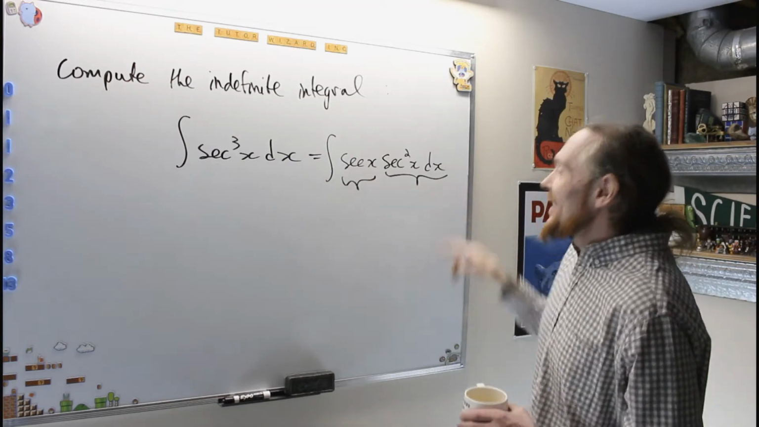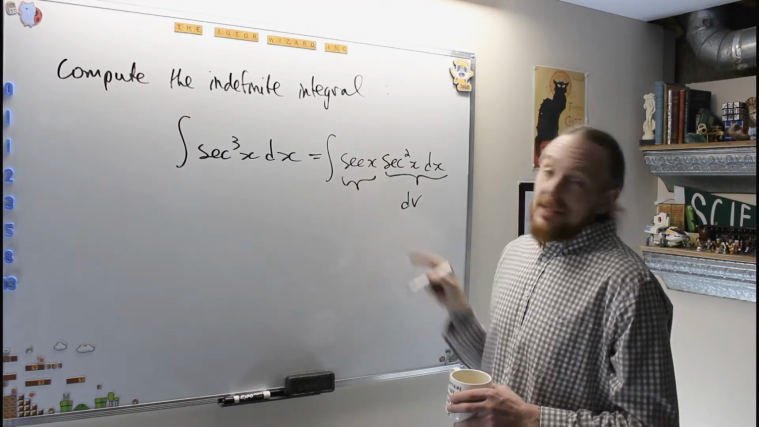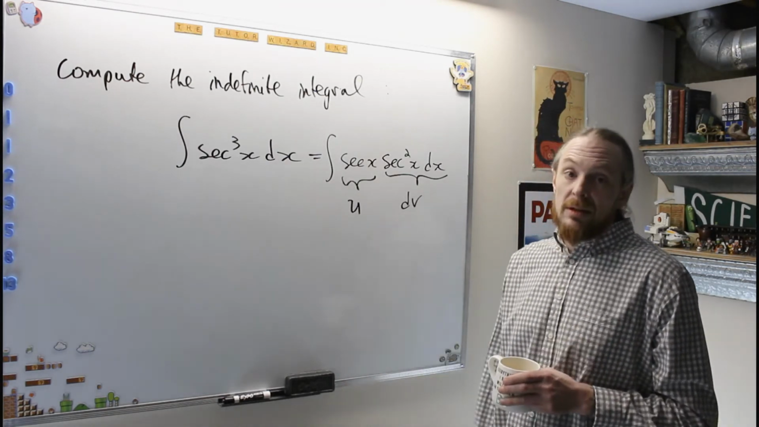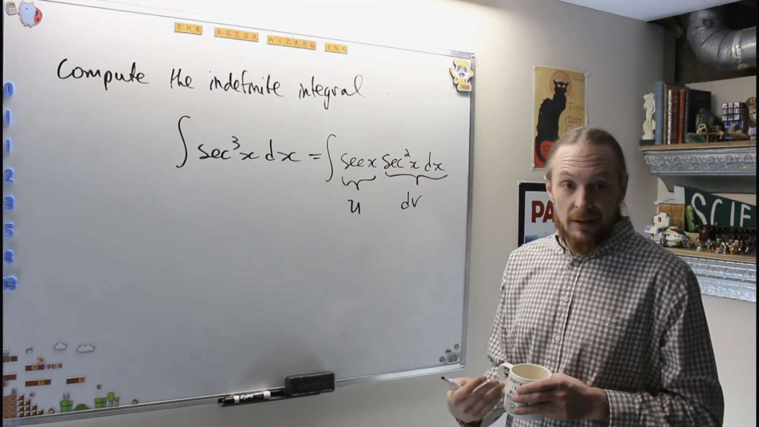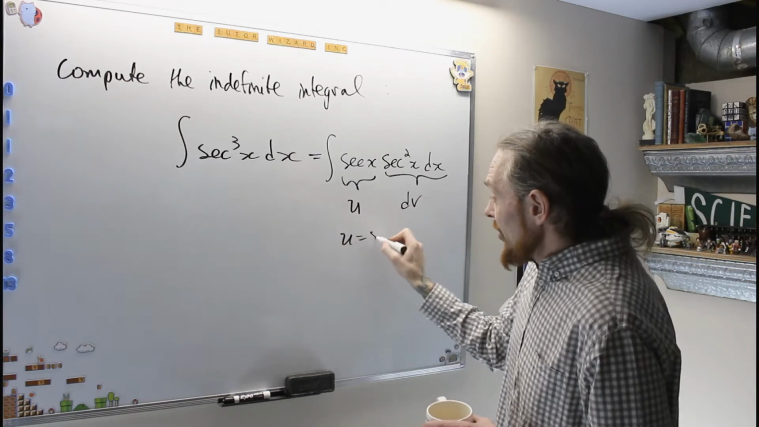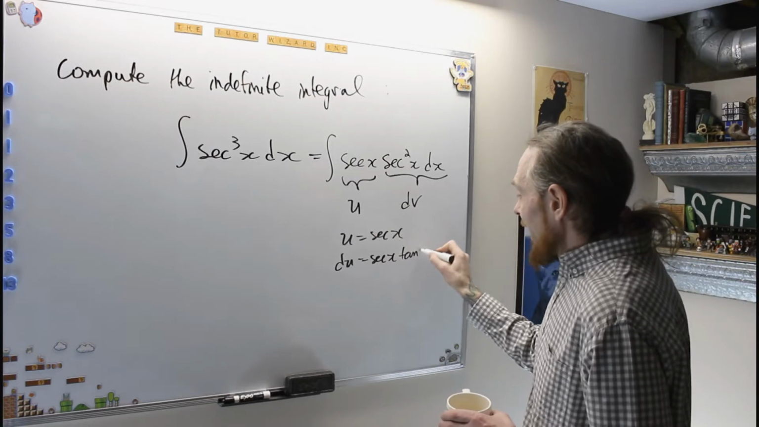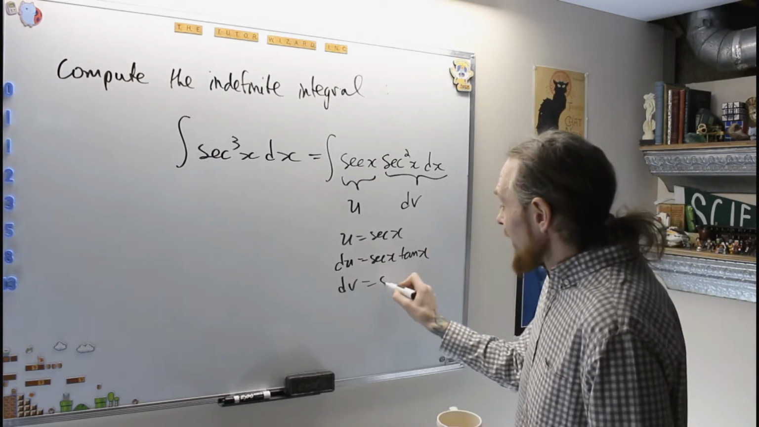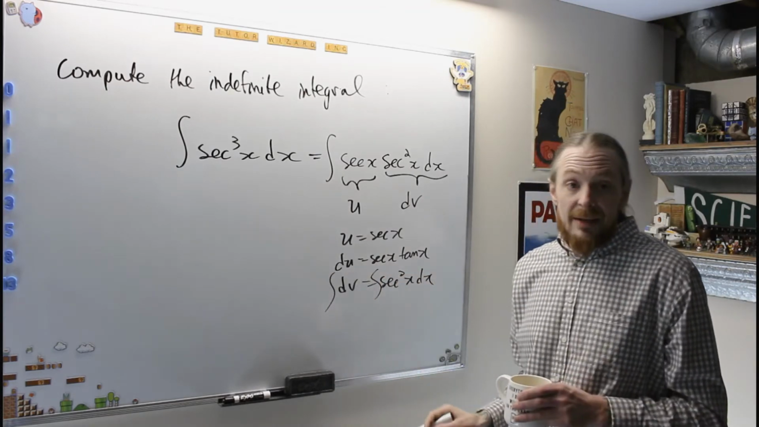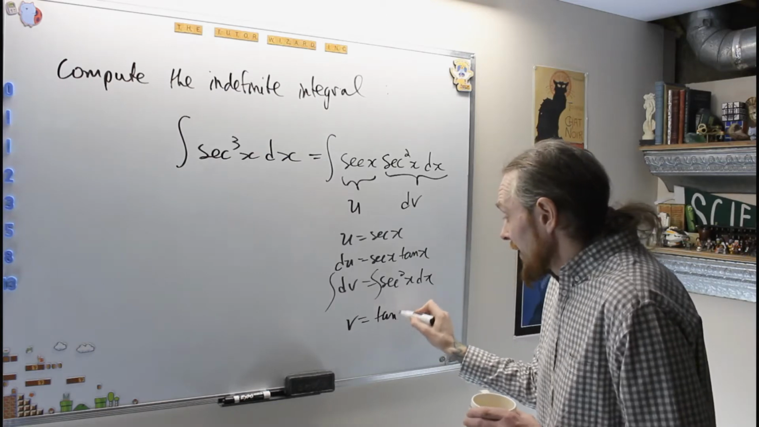What you want to think about is, who can I differentiate and who can I integrate? I know how to integrate secant squared, so I'm going to let that be dv. This one, I know how to differentiate, so we're going to let that one be u. The thing I can differentiate, I let be u. So u is secant x, so du is secant x tan x dx. dv is secant squared x dx. Technically we're integrating both sides, and by the fundamental theorem of calculus, v is equal to tan x.